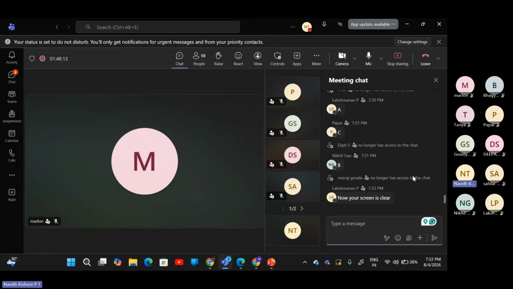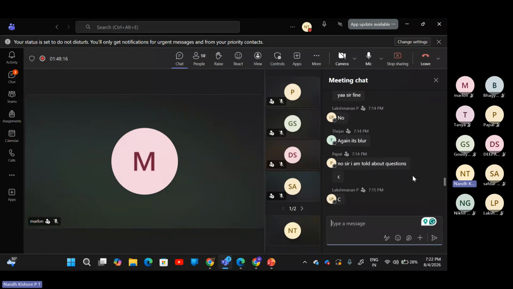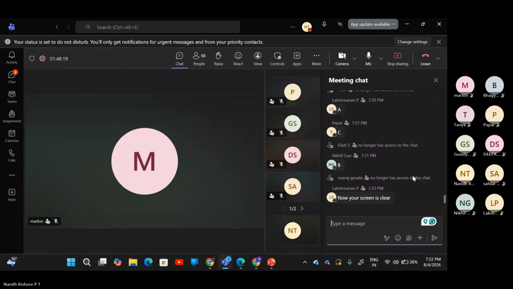Now my screen is clear. Does everyone feel my screen is clear now? Please, can anyone else type in if my screen is clear? If a few of you feel my screen is clear, we can solve the problems.